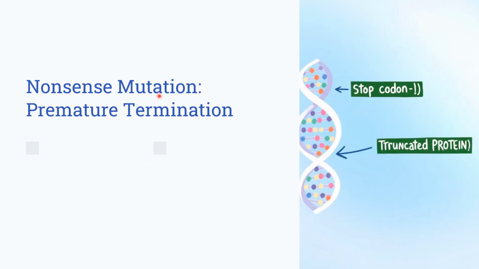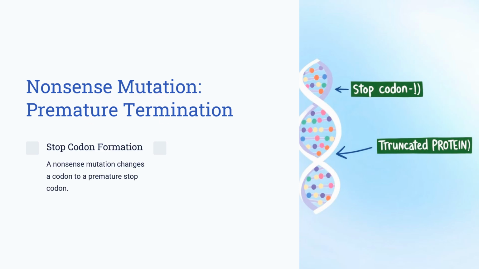The second one is a nonsense mutation or the premature mutation. Here, instead of forming an entirely new amino acid, that codon is changed to a stop codon. So, if it gets prematurely stopped, then what happens? The protein synthesis is also prematurely stopped. So therefore it will result in a truncated, often short, non-functional protein product.